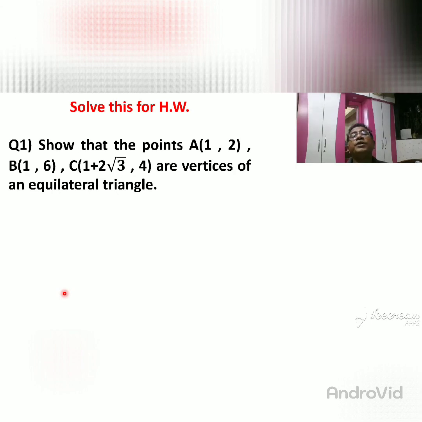Show that the points A(1, 2), B(1, 6) and C(1 plus 2 root 3, 4) are the vertices of an equilateral triangle. So I have time, so I am explaining you. They are said equilateral triangle. Equilateral triangle means what? Equilateral triangle means all sides of the triangles are same. Okay, all sides of the triangles are same. So AB is equal to BC is equal to AC.